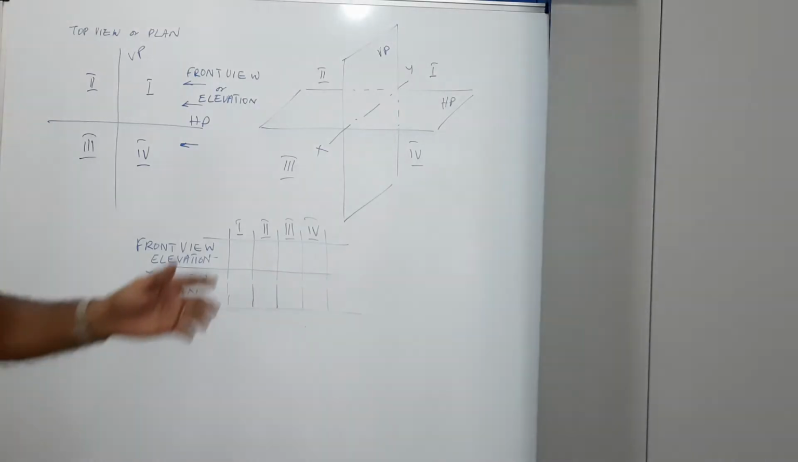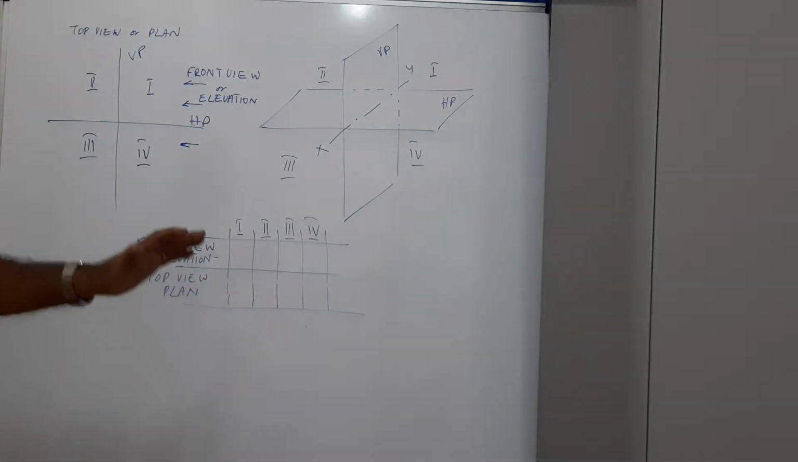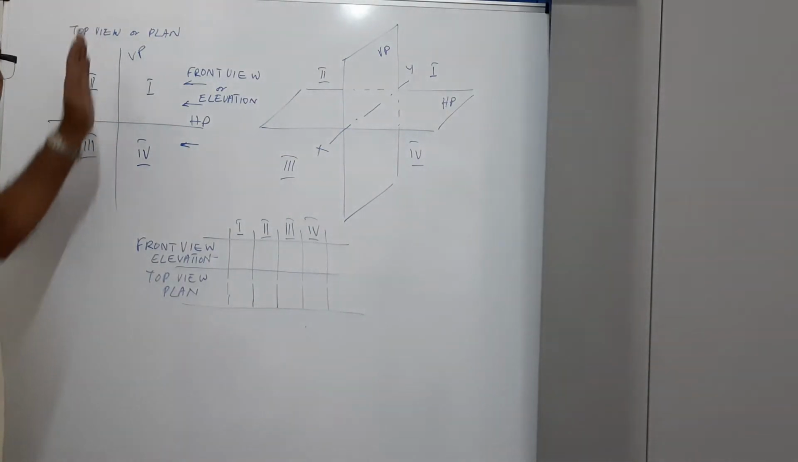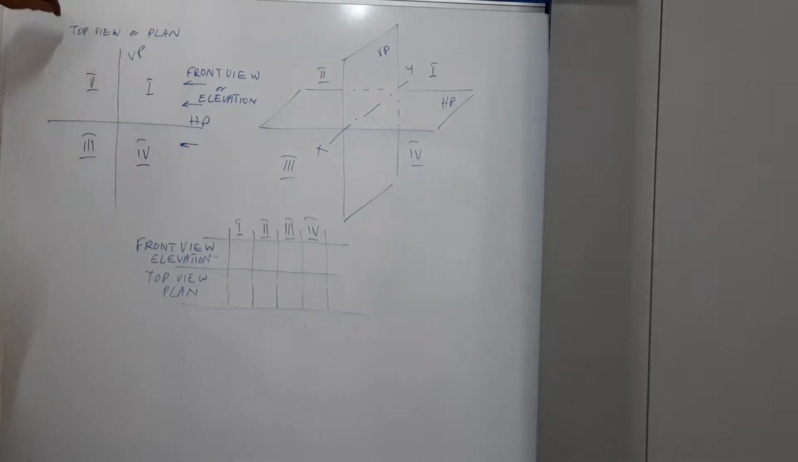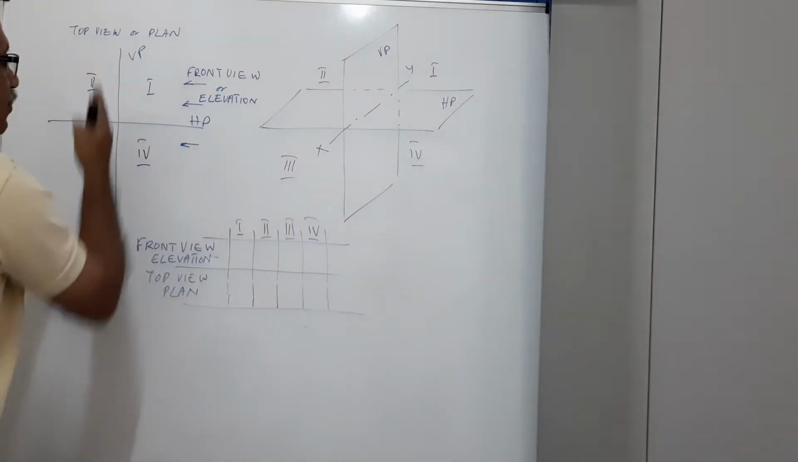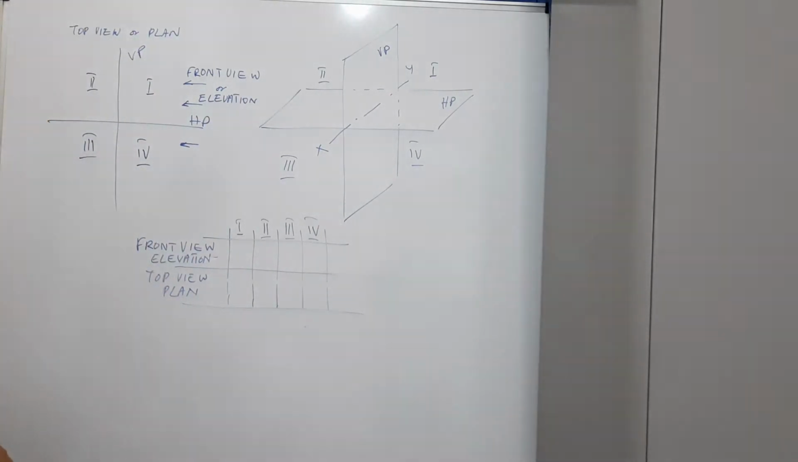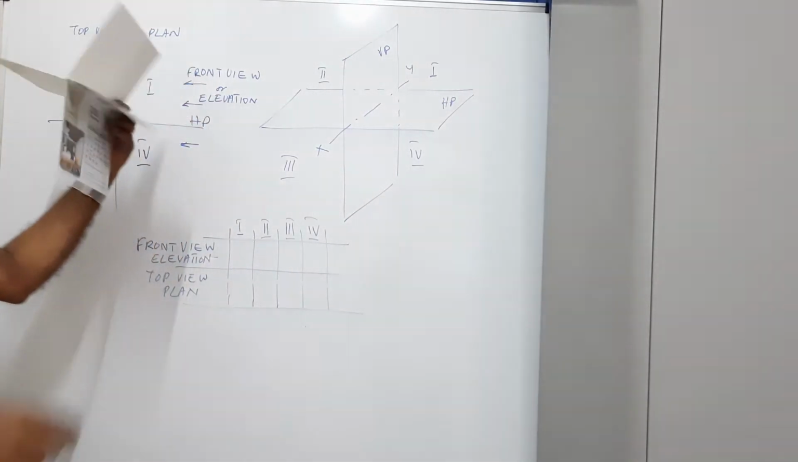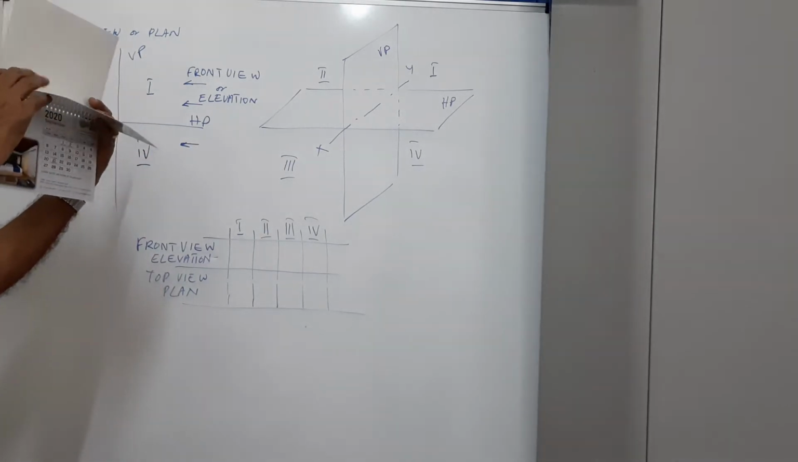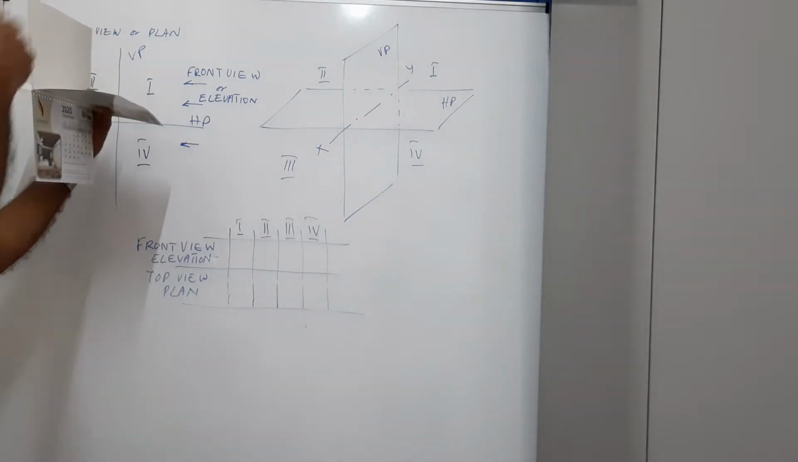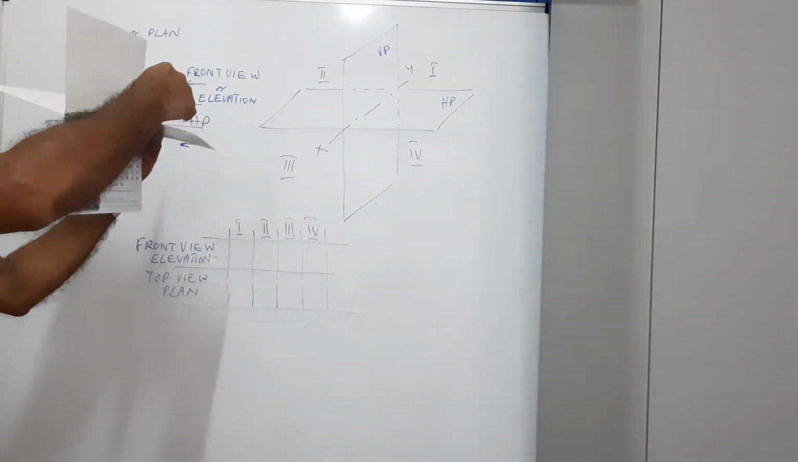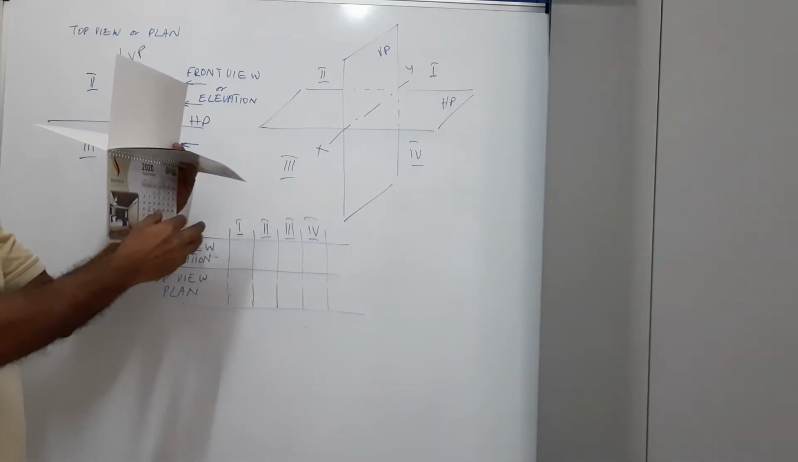Now, wherever the object is, the view from this side is called the front view or elevation and is drawn on this VP. The view from the top is called the top view or plan and is drawn on this HP. The front view is drawn on VP and the top view on HP. This is a pictorial representation of the 4 quadrants. I cannot hold them very correctly, but something like this: HP, VP. First quadrant, second quadrant, third quadrant, and the fourth quadrant.